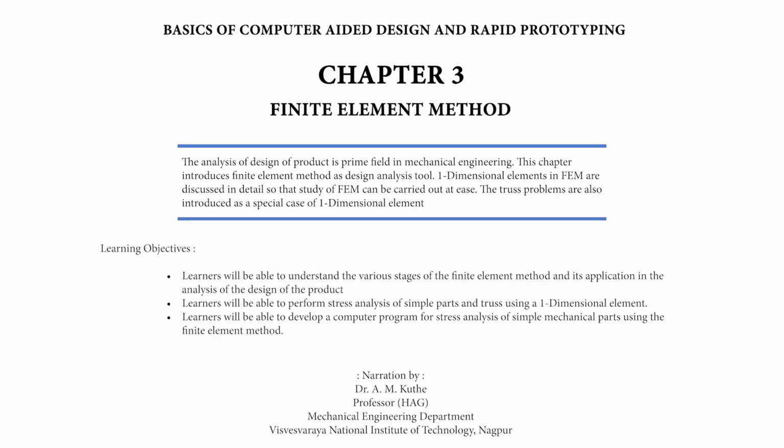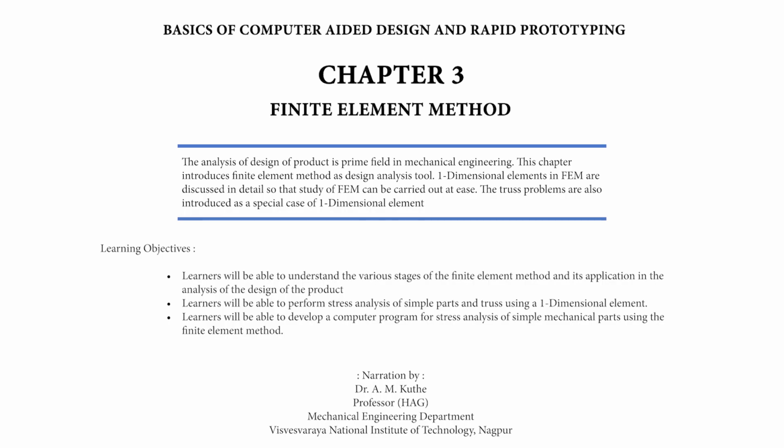the continuum, the equation can be written in matrix form as K matrix into U matrix equals to P matrix, where K matrix is a stiffness matrix representing the stiffness of element, U matrix is the displacement matrix representing the displacement of nodes, and P matrix is force matrix representing forces acting on the element.